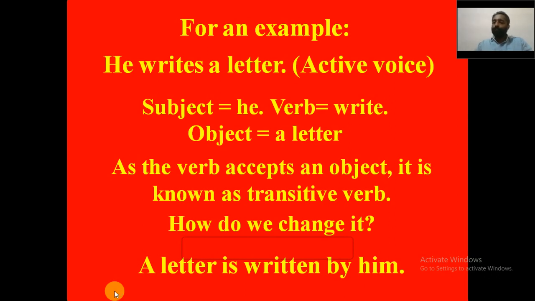So this is a basic rule. A sentence must have a transitive verb, then only it can be converted to passive voice. If a sentence does not have an object, it cannot be converted into passive voice. So remember, that is the basic rule number 1.